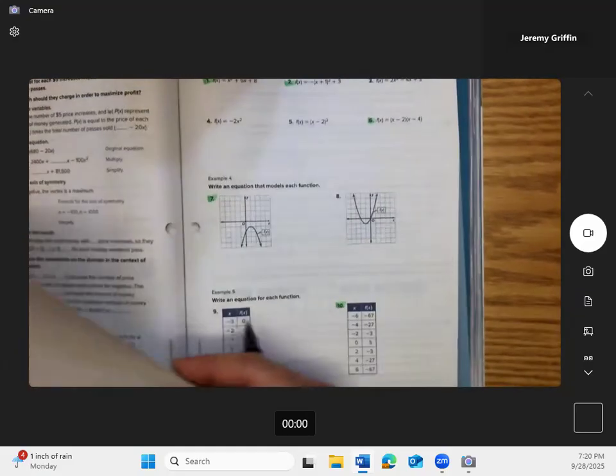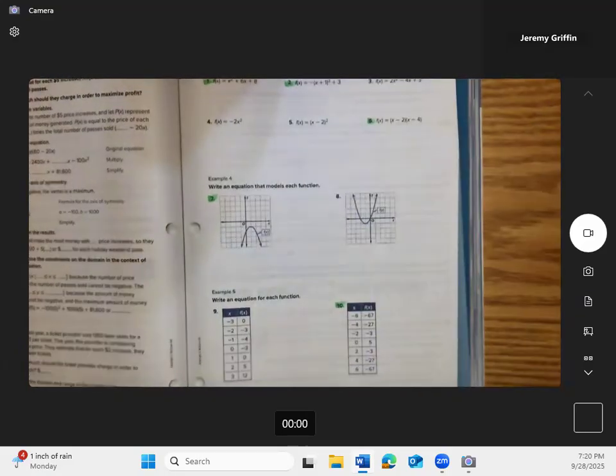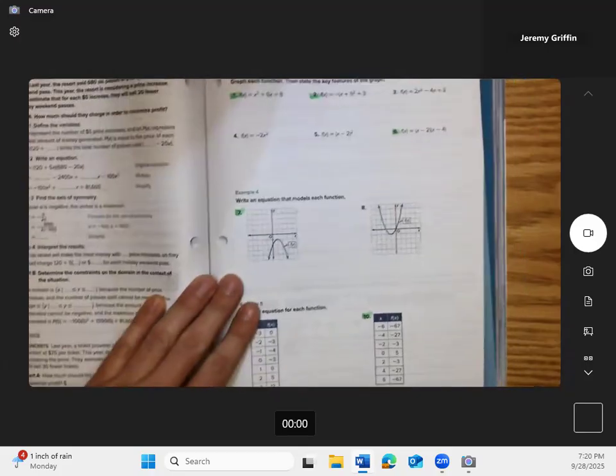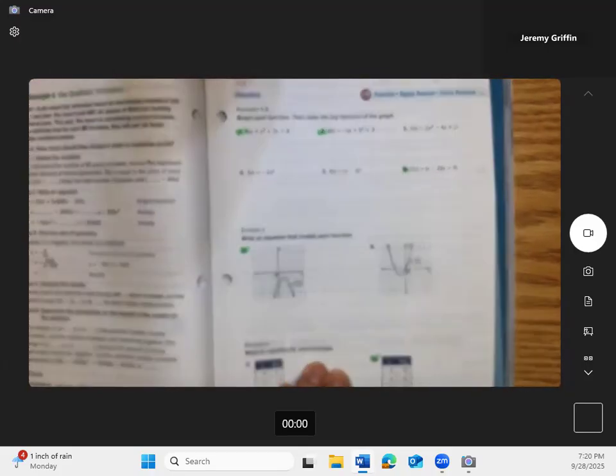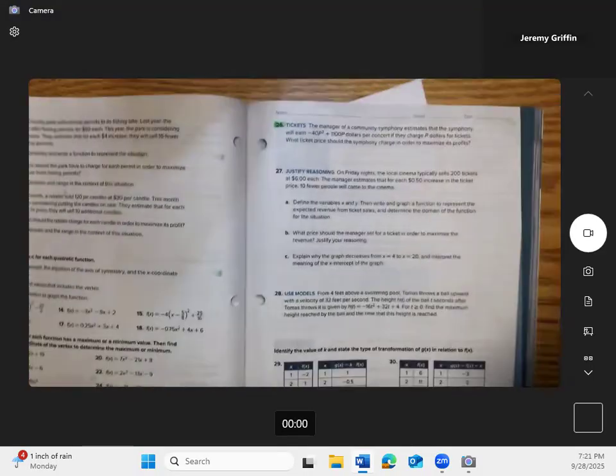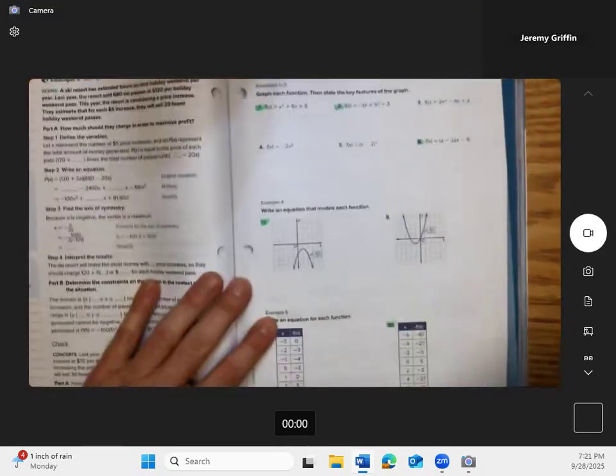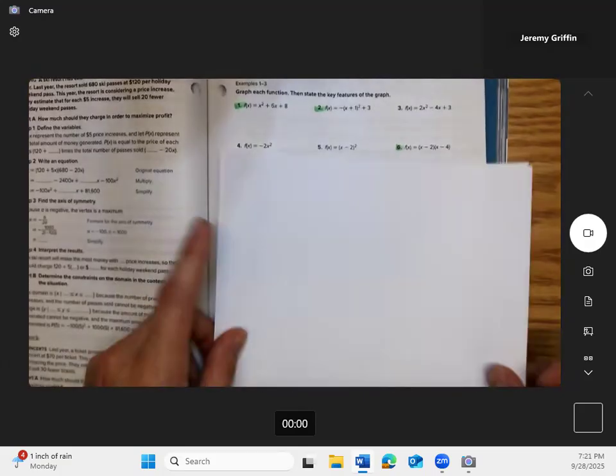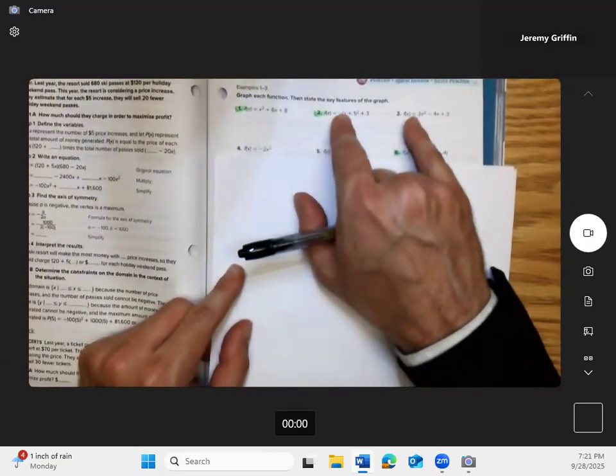All right, let's jump into these text questions. I highlighted some of these. I got some pure math examples. I tried to check all the boxes here, and then found a few word questions that look fairly similar to what we just did. All right, so graph each function, state the key features of the graph.